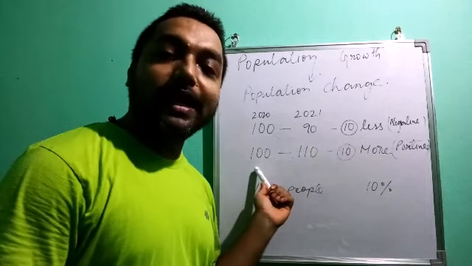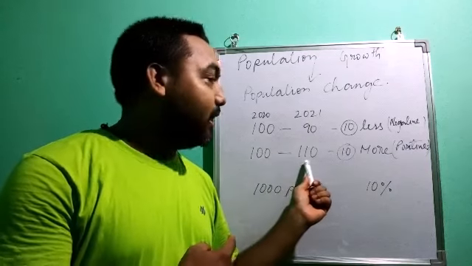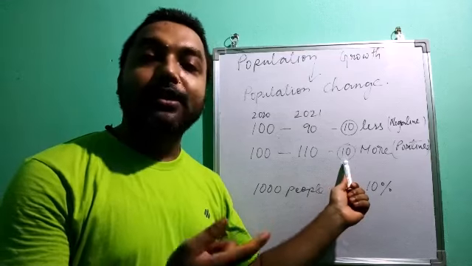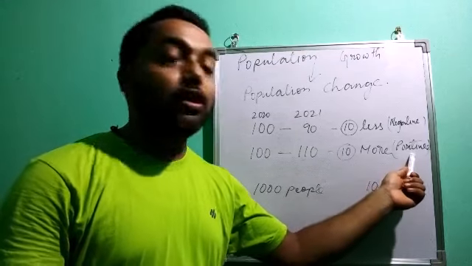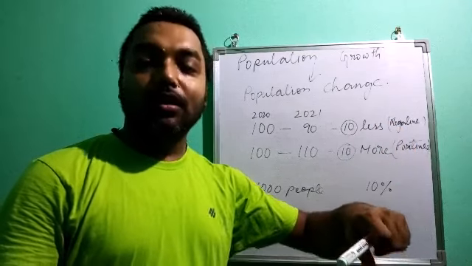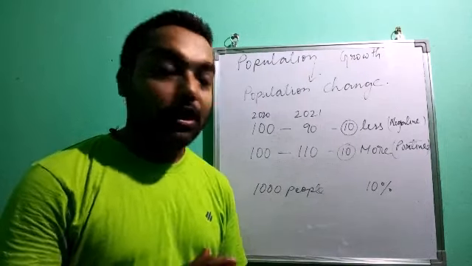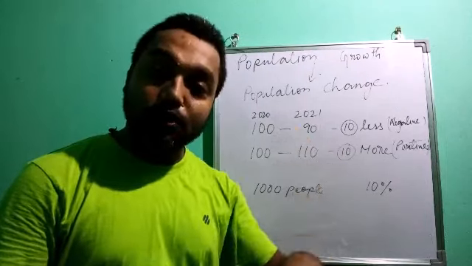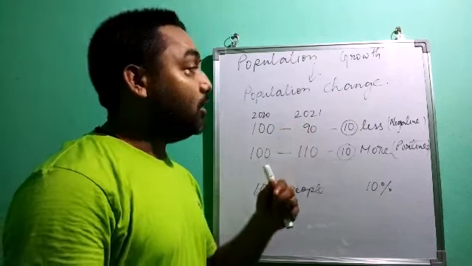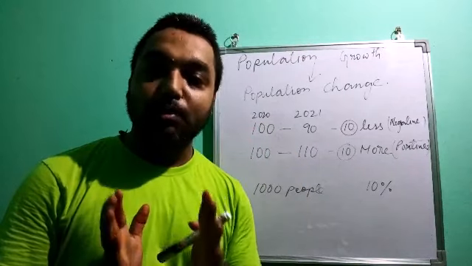And in the second example, in a particular place in 2020 there were 100 people, in 2021 it has become 110. Now 10 people have increased, it has become more. So this will be called positive population growth. But both will be population growth only. It is not that because population has decreased, it is not population growth. In both cases it will be population growth only, but one is positive, other is negative. So the change of population between 2 periods of time is what is known as population growth.